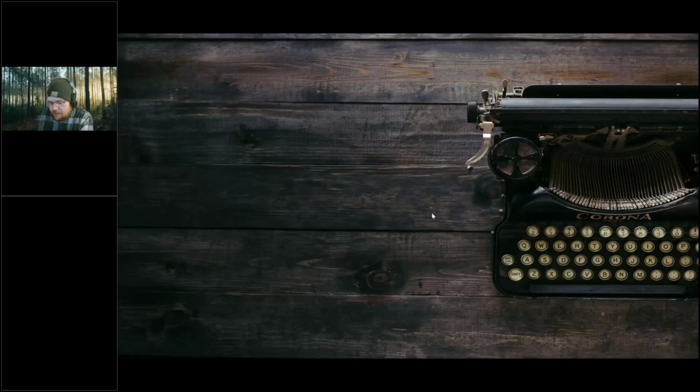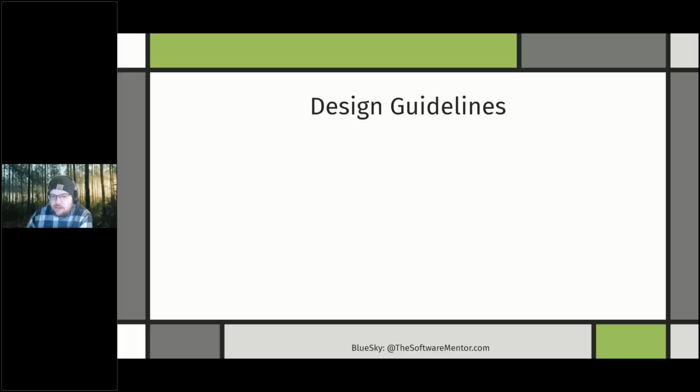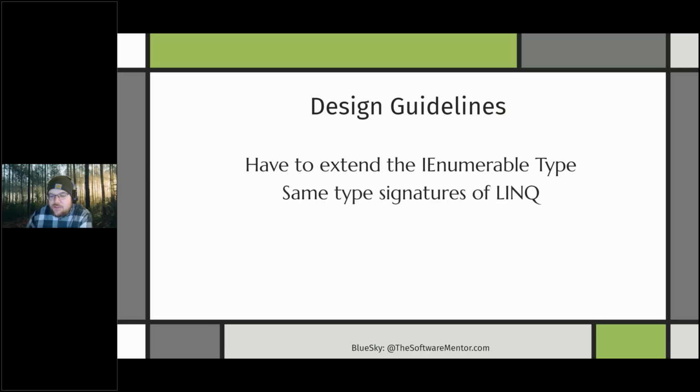But enough of me talking about funcs, generics, and extension methods. Let's write some code. Let's get into this a little bit more, shall we? So we're going to write our own version, and we've got some guidelines. The first rule we're going to have to follow is that we've got to extend the IEnumerable type. We have to extend off that type because that's what LINQ does today. And you'll actually see that once we extend off of it, it makes our lives a little bit easier. It also has to have the same type signatures as LINQ, which means it has to have the same inputs and the same outputs. If it doesn't, then we didn't really follow LINQ.